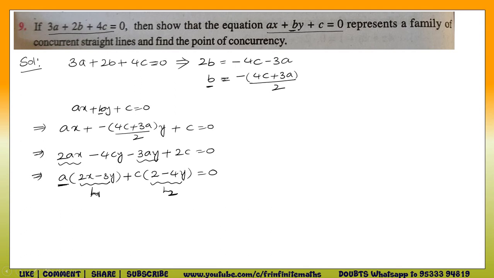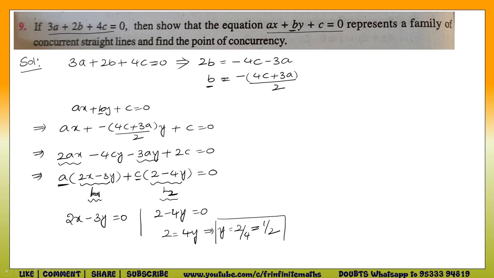So instead of lambda I got here c by a. By taking LCM we got a and c as constants, right? Now to find out the point of concurrence, what should we do? We need to solve L1 and L2. That means the first line equation is 2x minus 3y is equal to 0, and the second line equation is 2 minus 4y is equal to 0. So from this I can write 2 is equal to 4y. Now from this y is equal to 2 by 4, which I can write as 1 by 2. So I got the value of y as 1 by 2.